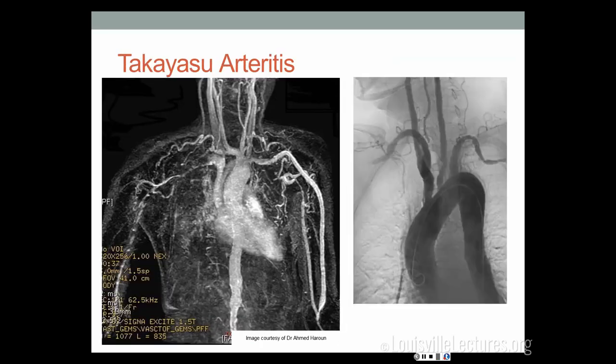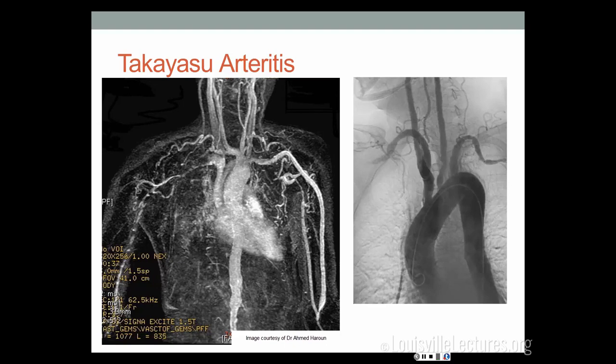So the flip side of giant cell: we said with giant cell you have to be over 50, and in practice you're probably more like 70 or 80. Takayasu, you're under 50, and in practice you're probably more like in your 30s. And this is the pulseless disease, as you'll hear it called, and this affects the same vessels as GCA, except it doesn't affect the intracranial vessels as often. But large vessels off the aortic arch.